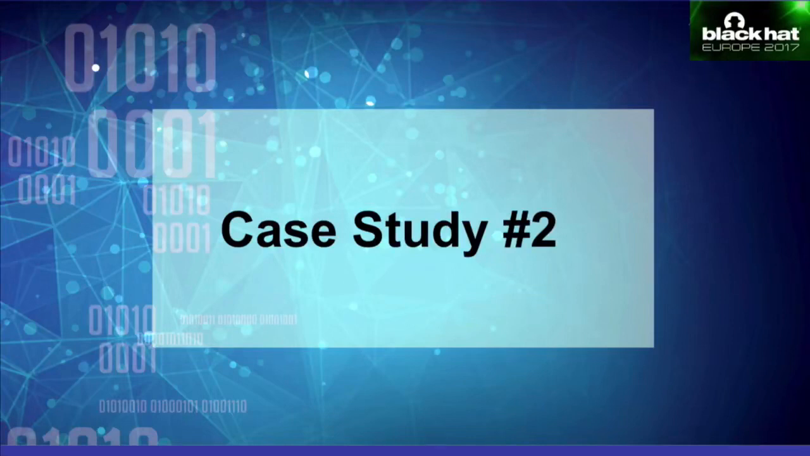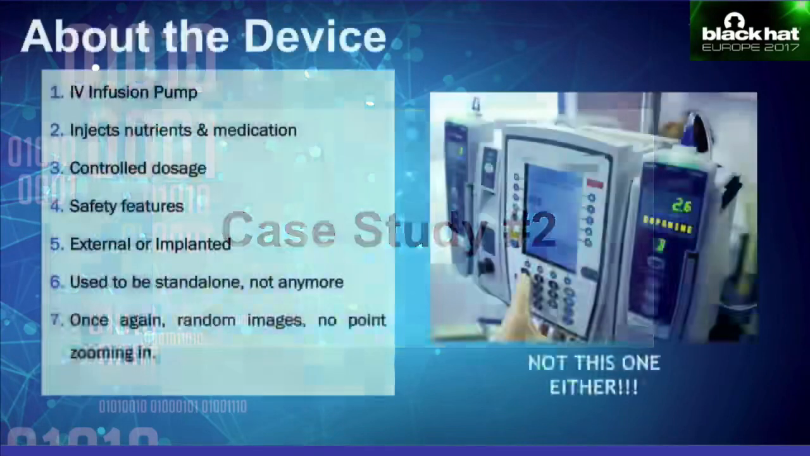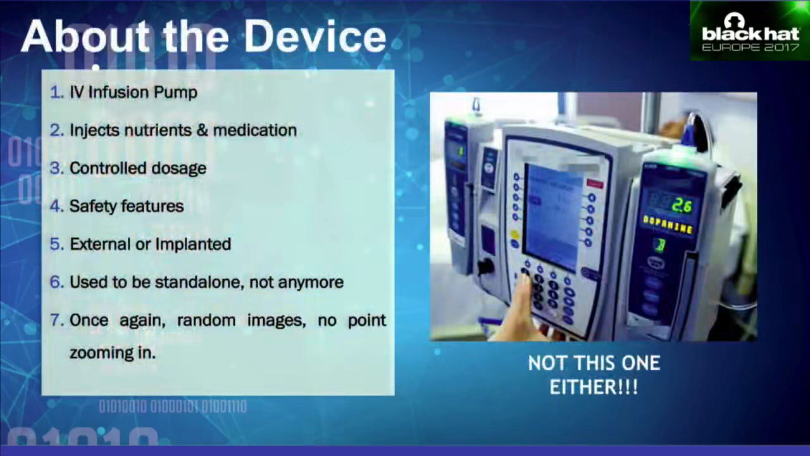Let's jump onto the second case study. This was an IV infusion pump that we looked at. Infusion pumps are used to inject medicine, fluids, and nutrients in a controlled manner into a patient using a catheter, which is basically placed under a patient's skin. It's got some security features built into it. For example, you can set soft and hard limits. As a doctor, I can set the morphine limit to be 100 milligrams, and so even if a patient wanted to pump more morphine into their body, they won't be able to do that.